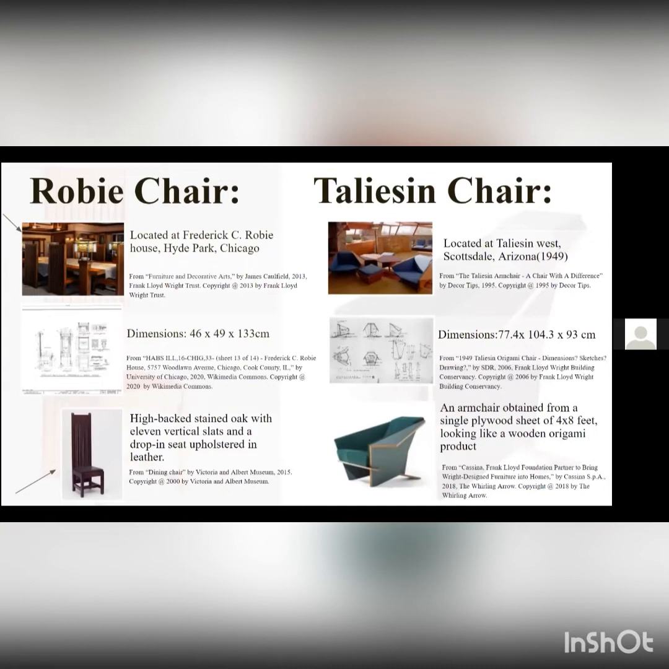On the other hand, the Taliesin chair, made for the lounge area of the Taliesin West House, has a modern design which wasn't accepted during that time. It is famously known as the origami chair due to its unique structure. In the slide shown, you can see the basic characteristics of both the chairs, that is, the dimensions and structure.